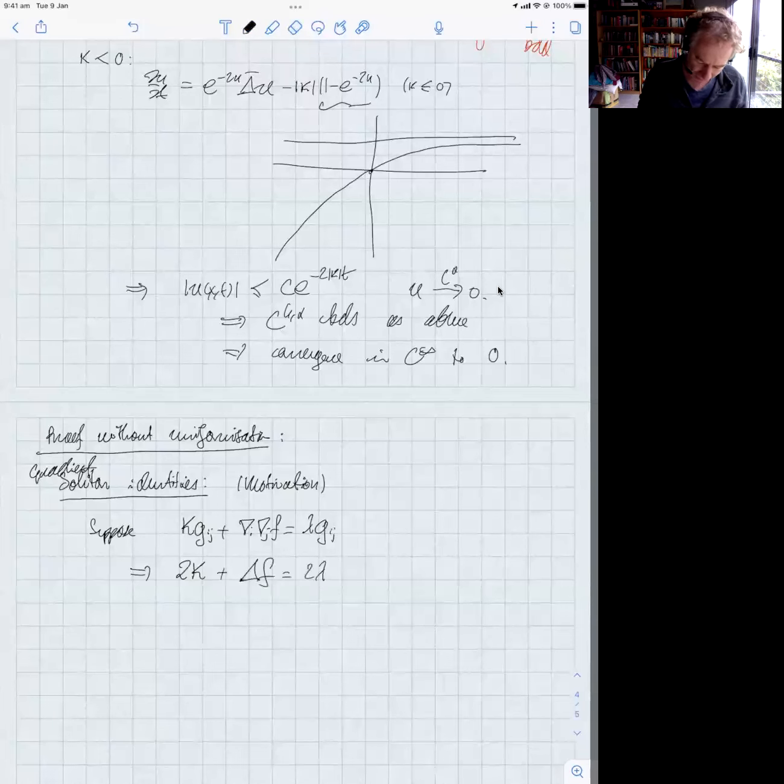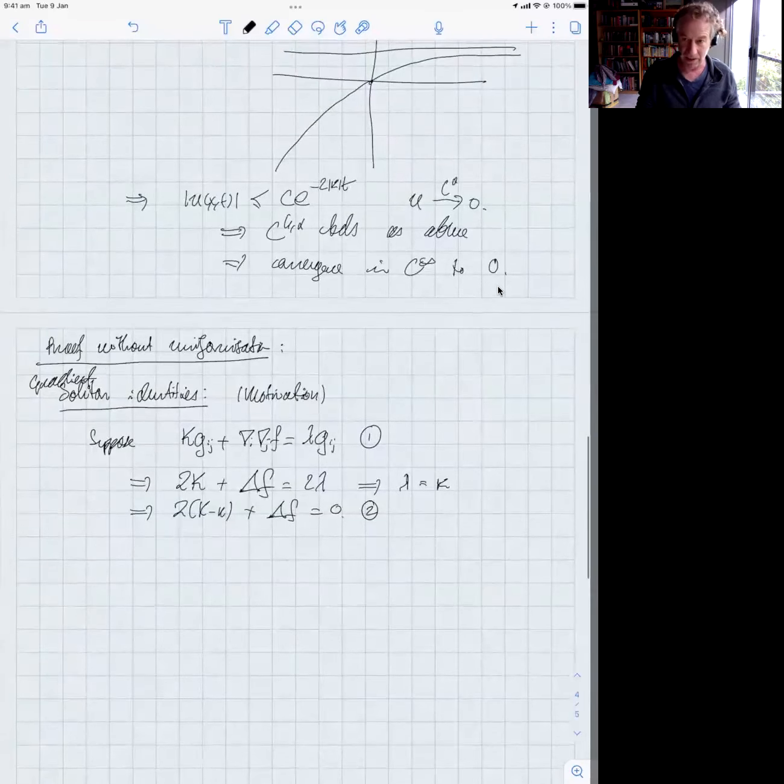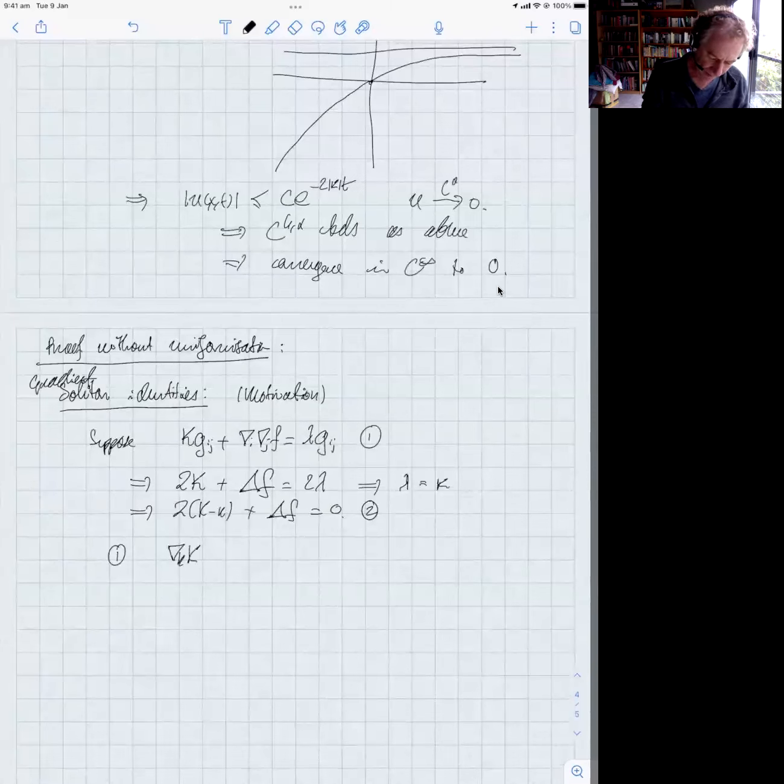Okay, and now if I integrate that over the manifold, the integral of the Laplacian is 0, and so I end up with lambda has to be kappa, the average of the Gauss curvature. So in fact, the equation we have is 2k minus kappa plus Laplace f equals 0. Let's say that's equation 1, which actually defines the soliton. Equation 2 is this one, which is the trace.